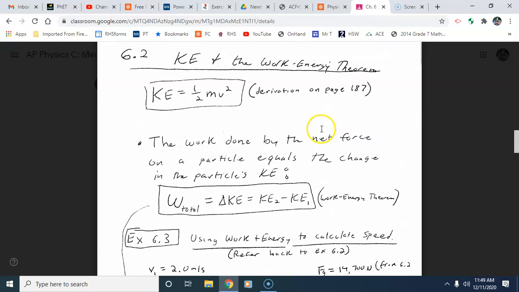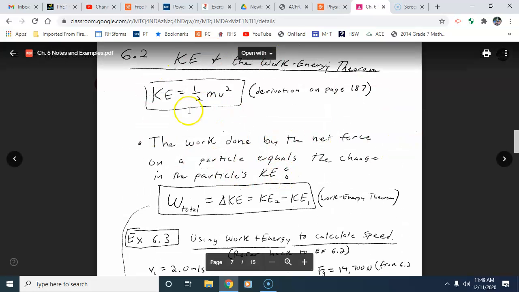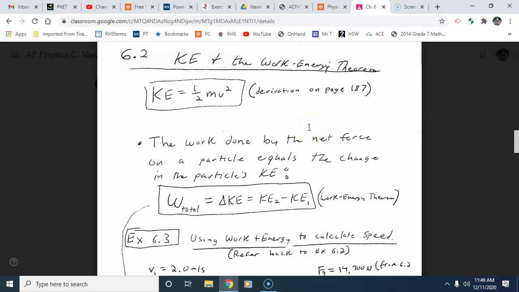Alright, so that's really the only new concept in this section of how work and kinetic energy are related. So just think about it, since you need motion to do work, once you do it, you change its kinetic energy, you change something about its motion, right?